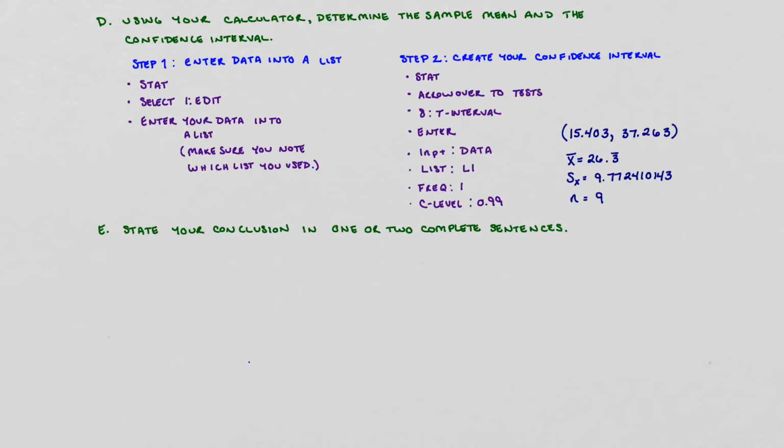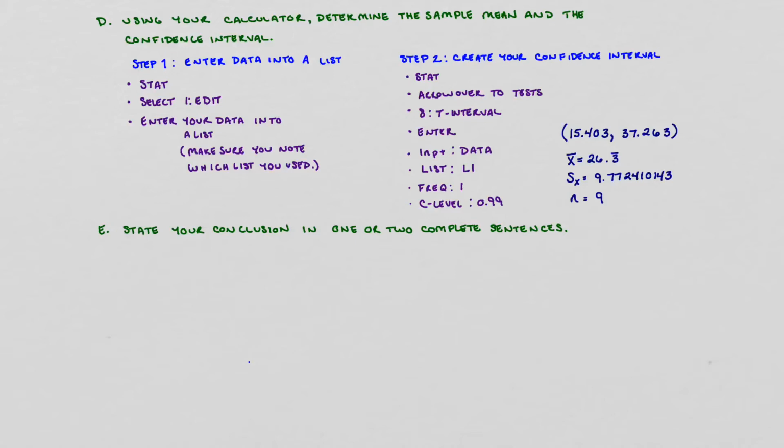So for our first step, we are going to enter our data into a list. In order to do that, we're going to press our Stat key. From there, we're going to see on our menu in our TI-84 that Edit in the top bar is already highlighted. So then we are going to choose option 1, Edit.